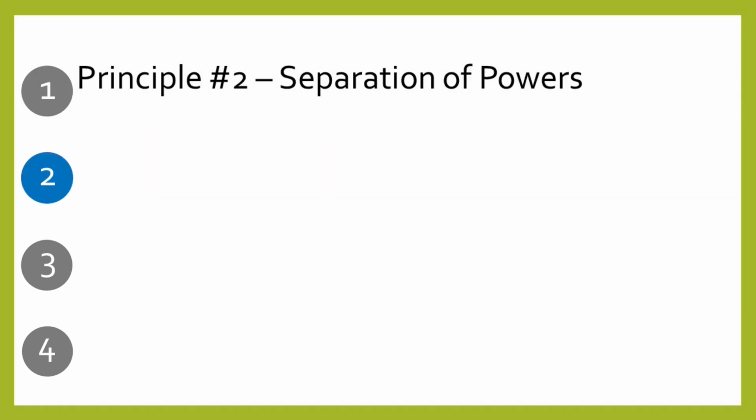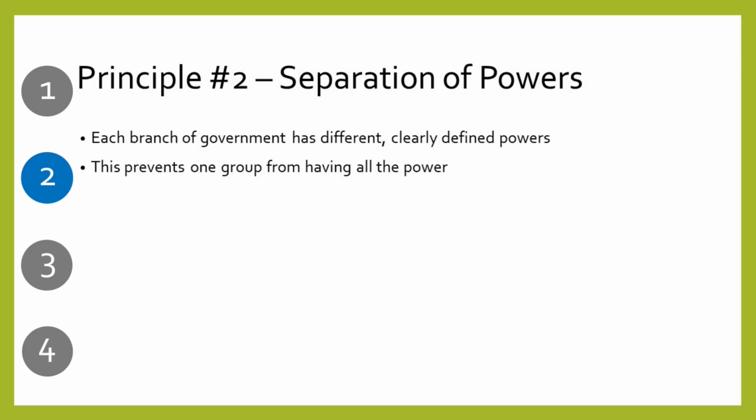The second principle was called separation of powers. The idea was to draw very clear lines between what powers belonged to each branch of government so that no one individual or institution could consolidate power for themselves and become tyrannical.